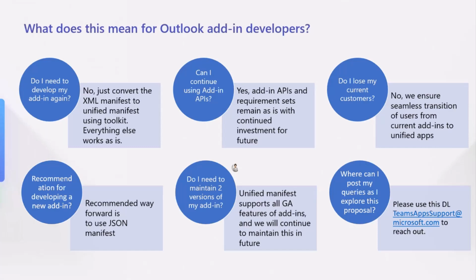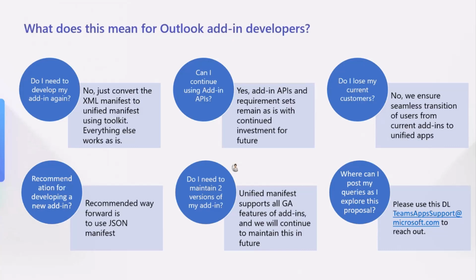What is the recommendation for somebody who's developing a new add-in? We would definitely recommend to go the JSON manifest route until and unless you have a very strong reason not to, because that is essentially the way for the future, given all the reasons that I just talked about in the presentation till now. Do I need to maintain two versions of my add-in?